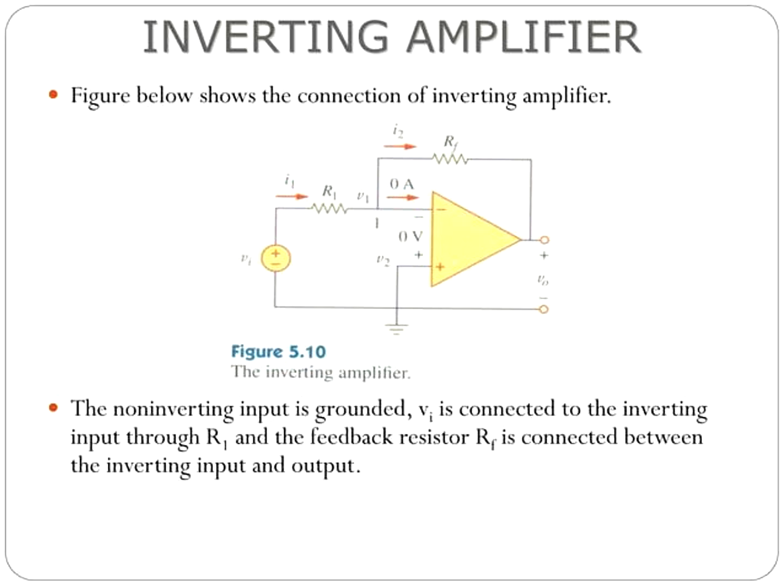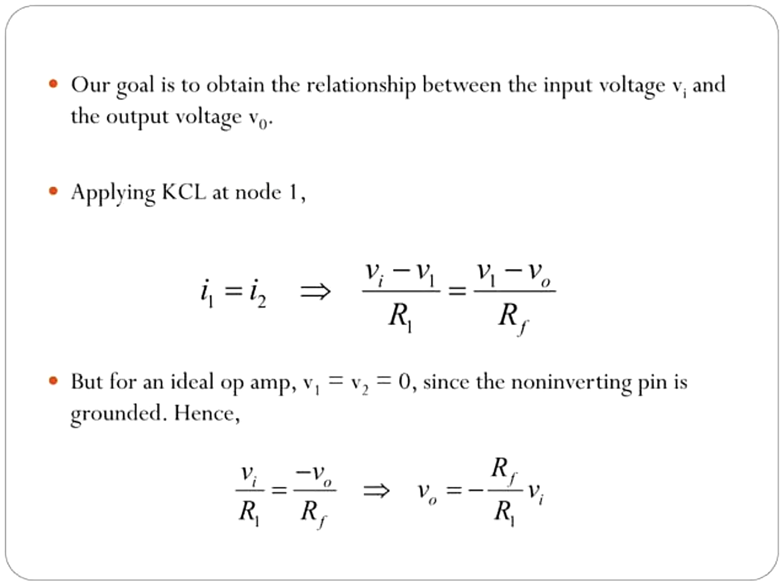Since the input is connected to the negative terminal, the circuit is said to be an inverting amplifier. And the non-inverting terminal, which is the positive terminal of this amplifier, is grounded. And hence, the circuit is said to be an inverting amplifier circuit. From this inverting amplifier, our goal is to obtain the relation between the input voltage and the output voltage V0. To get this relation, we are going to apply Kirchhoff's current law at node 1.